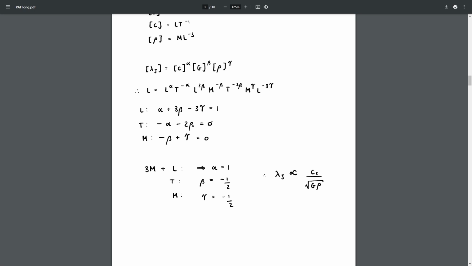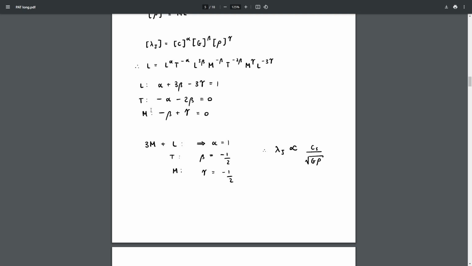And then for t, our total power needs to be 0, and for m, our total power also needs to be 0. So from m, we can take this bottom equation, multiply it by 3, and add it to L, and then we get alpha is 1, and then we can use the bottom equation to get gamma is minus a half, and beta is minus a half. So once you form these equations, solving them is quite easy. They're nice equations, that's not the important part.